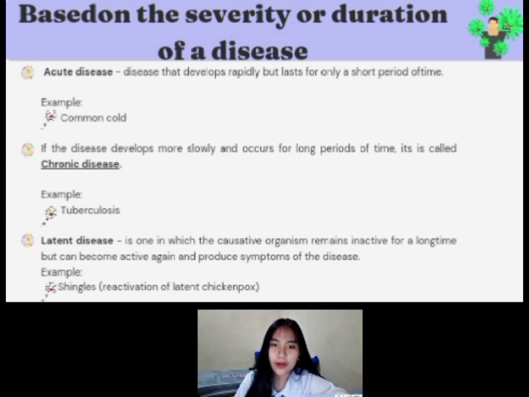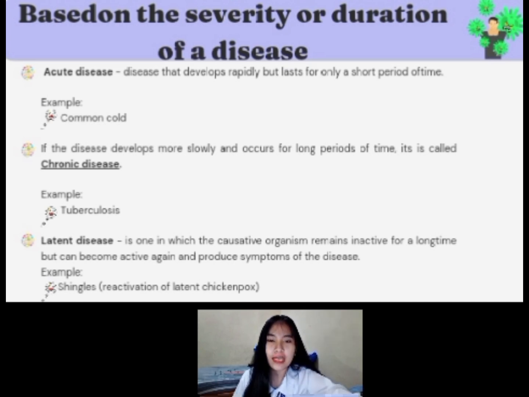Second, chronic diseases develop more slowly and can last for an extended period, often for months or years. An example of this is tuberculosis. This disease progresses gradually and can remain in the body for a long time, requiring extensive treatment and management.